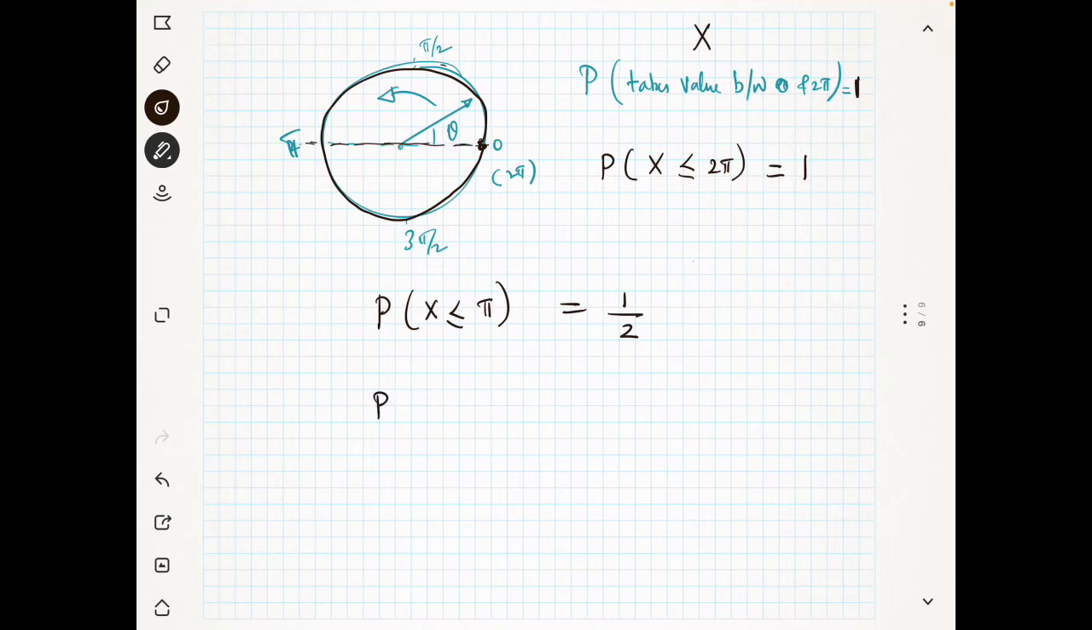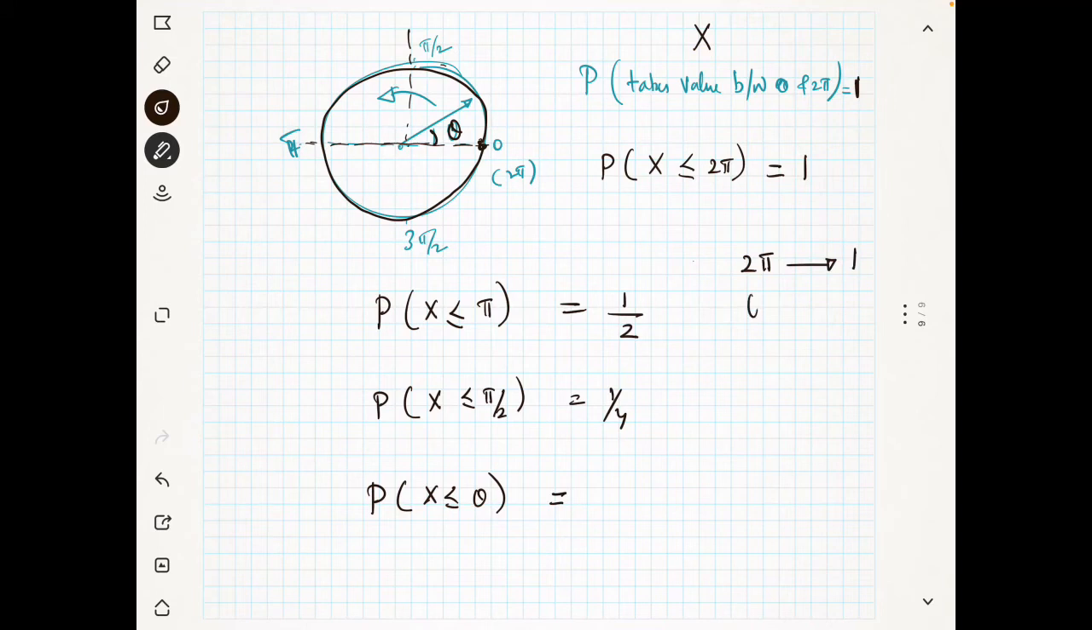Next, what is the probability that X takes the value less than or equal to pi by 2? If you consider this part, it is nothing but one fourth of that circle. So how do you assign the probability distribution function for this? What is the probability that X less than or equal to theta? Let's say you assume an angle theta here, then what is the probability that X takes the value which is less than or equal to theta? The 2 pi means you are mapping it into 1, right? Then what will be the theta?